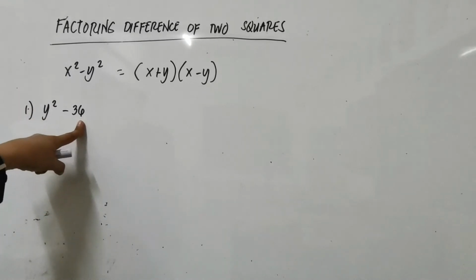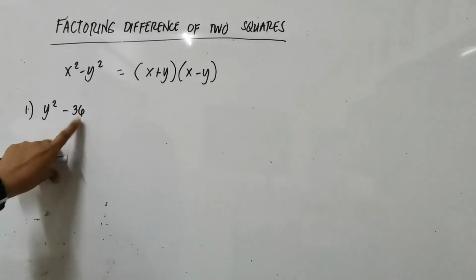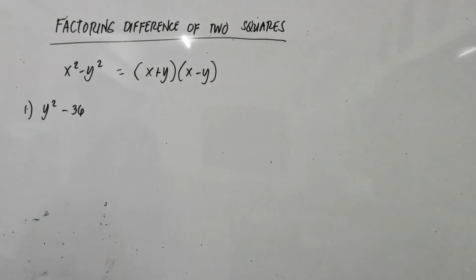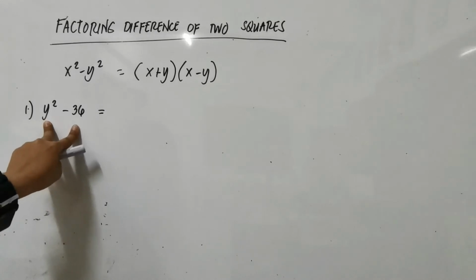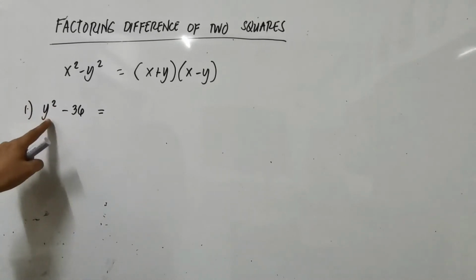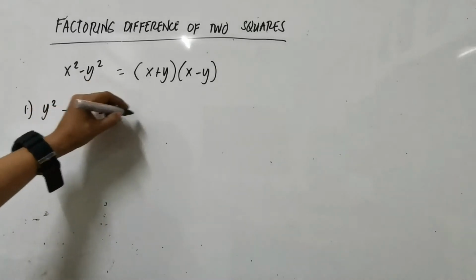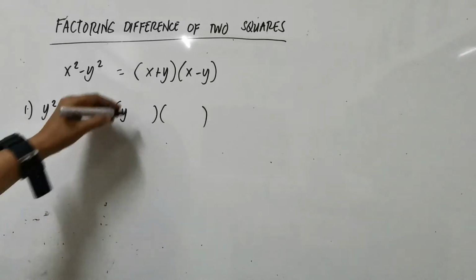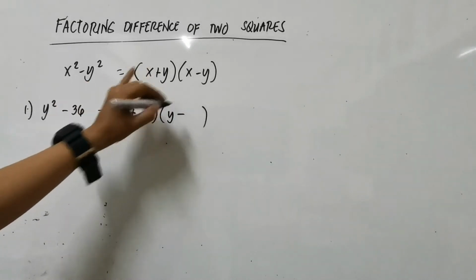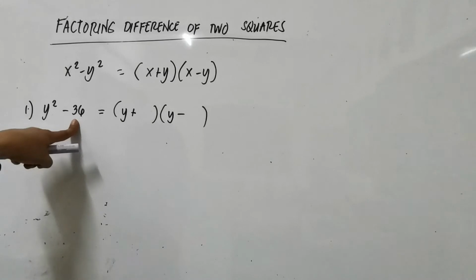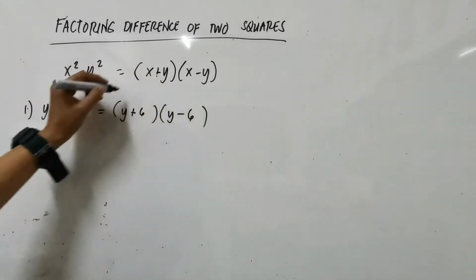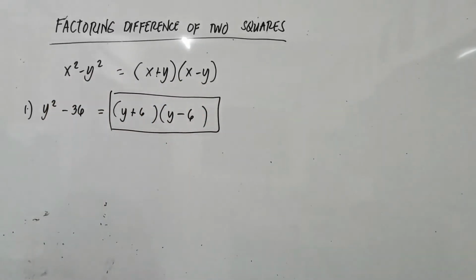Then, yung ating last term ay 36. So, meron bang square root ang 36? So, meron din. So, if that's the case, we can factor this given easily by getting the square root of the first term, which is y, and we have sum and difference, the square root of the last term, which is 6. So, ibig sabihin, ito na yung ating sagot.